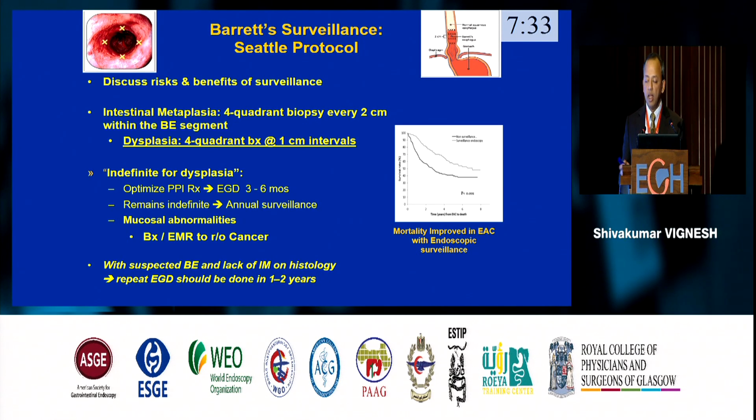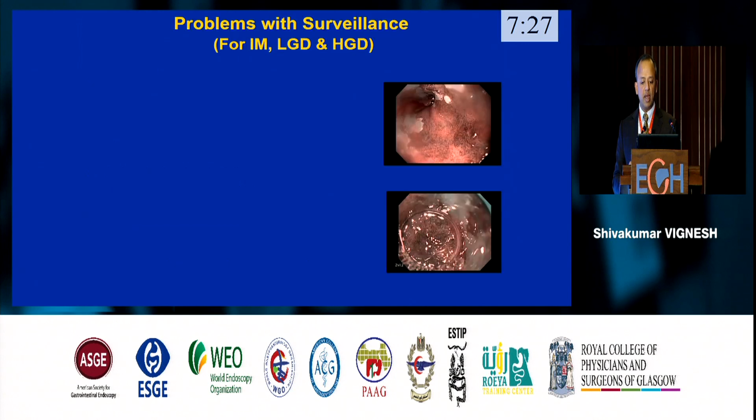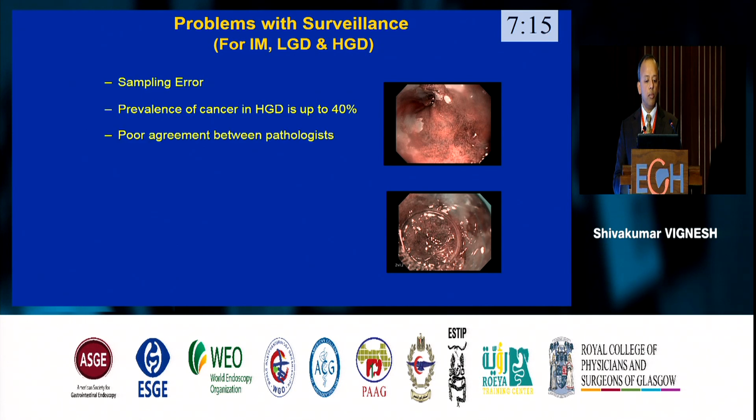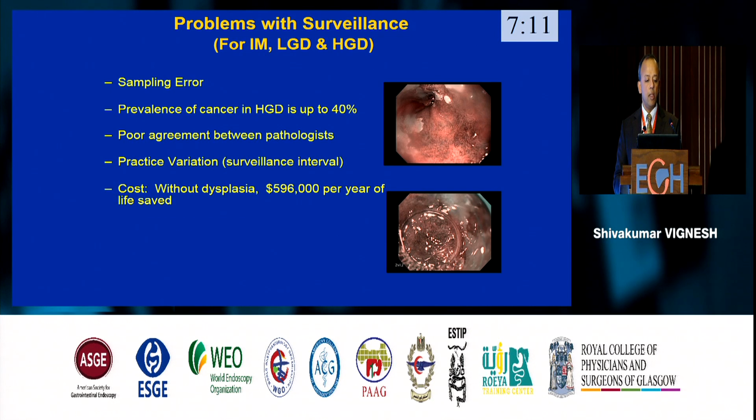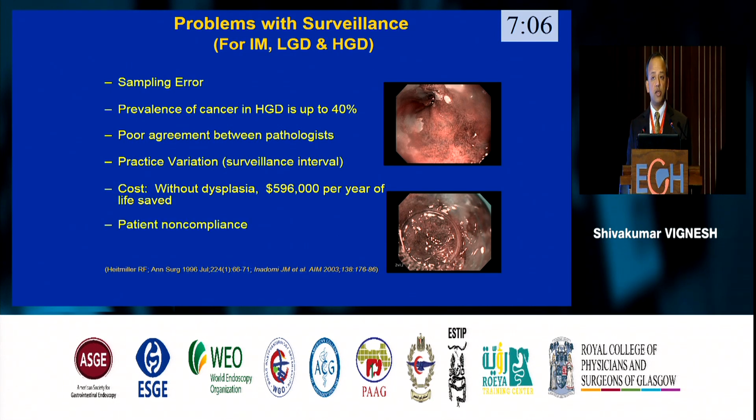This Kaplan-Meier survival graph shows that patients enrolled in a surveillance program have much better survival than those who are not. There are many problems with surveillance. Sampling error. In some studies, prevalence of cancer in high grade is up to 40%, making surveillance a very dicey strategy. There is poor agreement between pathologists, practice variation is very common, cost is high, and there is patient non-compliance. We still recommend surveillance for metaplasia, but not for dysplasia.